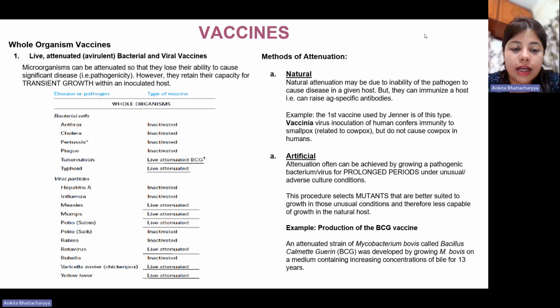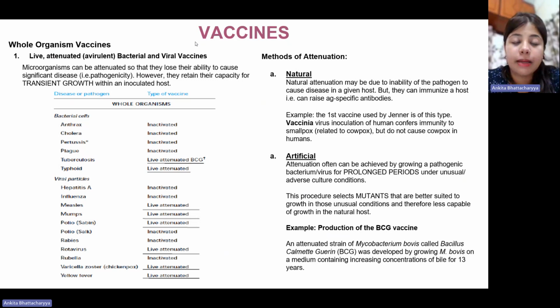Now let us first understand the different methods of attenuation. When we say attenuation, it means something which is not completely lost, which means that you're not completely killing something off, but you are reducing its potency. There are two methods of attenuation. You have natural and artificial methods of attenuation.